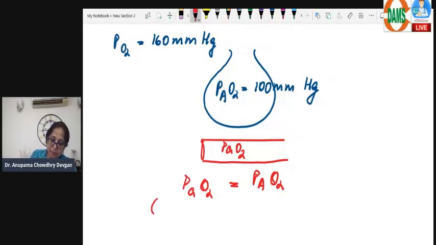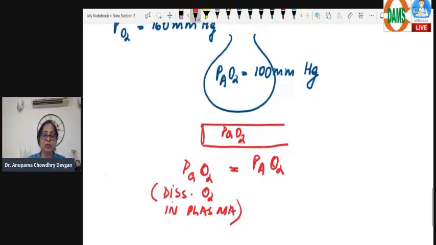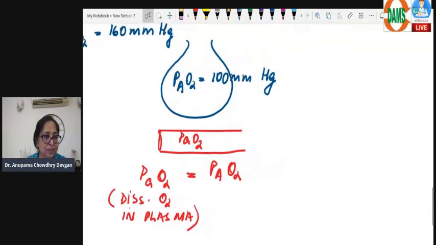Please remember, when I say partial pressure, this is the dissolved oxygen in plasma. P small a O2 will be equal to P capital A O2. Dissolved oxygen in plasma in arterial blood will be equal to the partial pressure of oxygen in the alveolus. Okay, right? This is based on Henry's law.